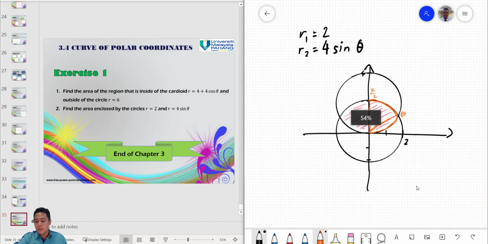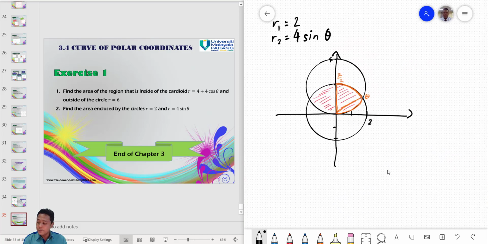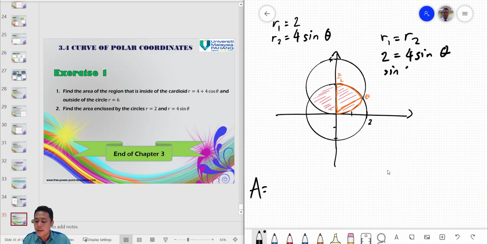So let's try to represent this in the form of the formula. The formula is half integration r squared d theta, but this time why not we try to find the point of intersection first, so I can directly write the beta or alpha there. So you equate r1 equals r2, so 2 equals 4 sine theta, sine theta equals 2 over 4, 1 over 2, theta equals pi over 3, I suppose. Pi over 6, just now, okay, pi over 6.